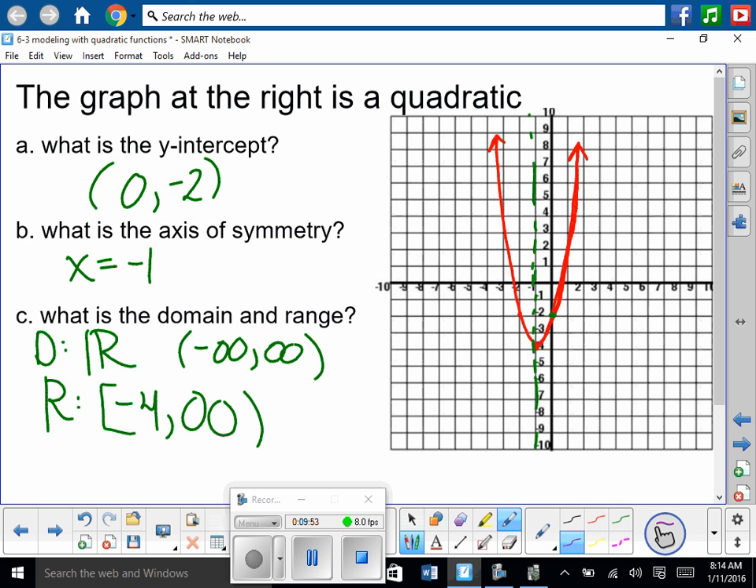Great question. If this was a graph with an open circle right there, because that would mean it doesn't include that point. Does that make sense? So you'd still write -4, but you'd put a parenthesis because it doesn't include -4. Does that make sense? Good question.